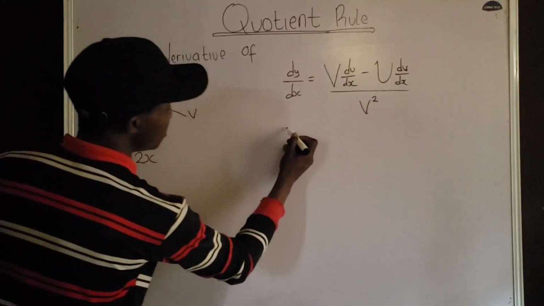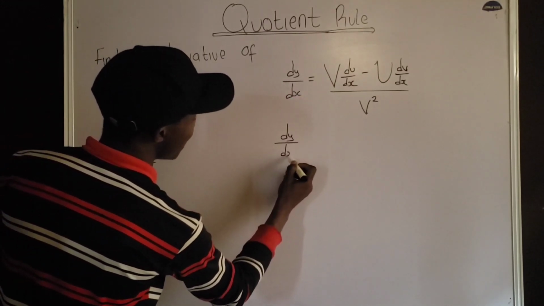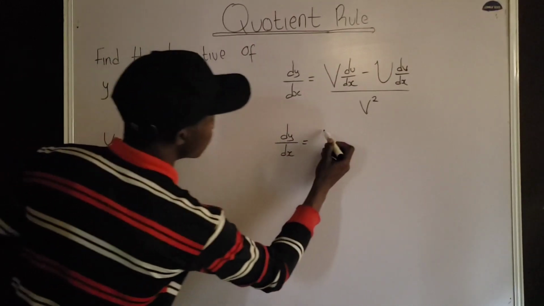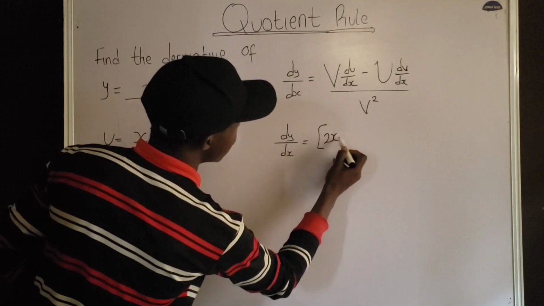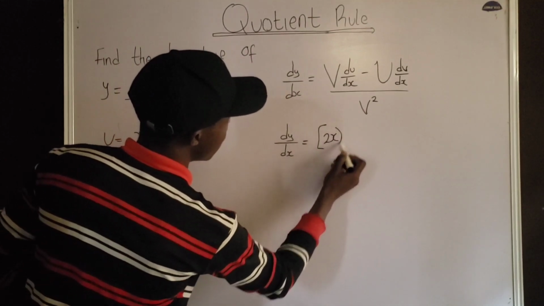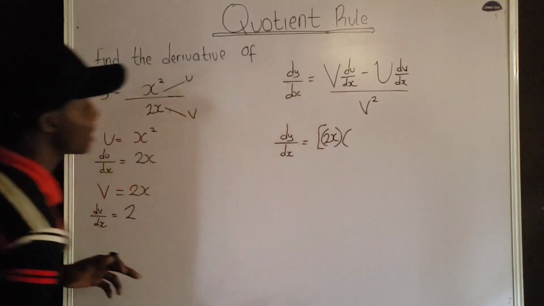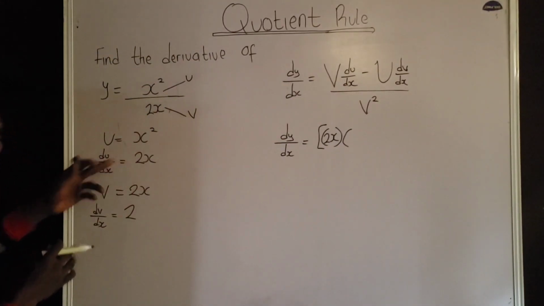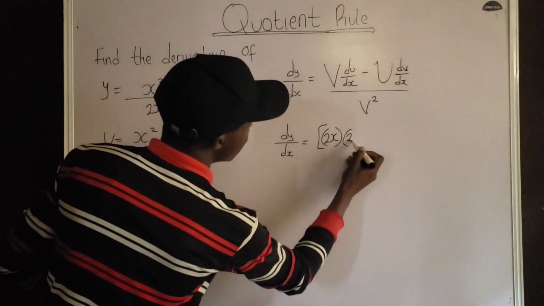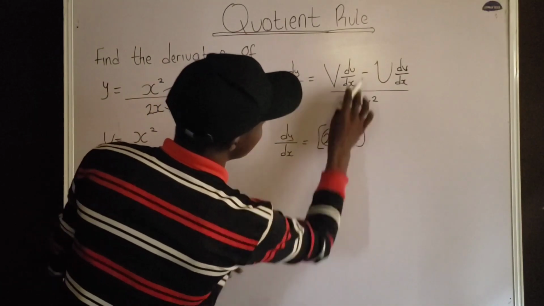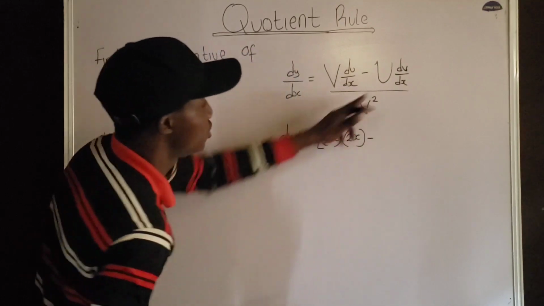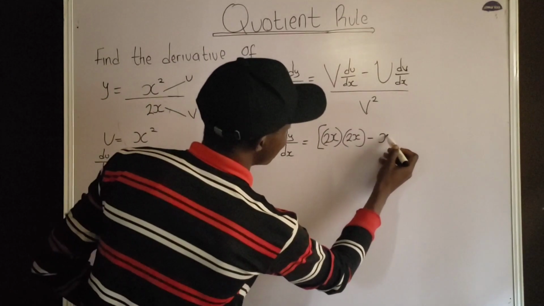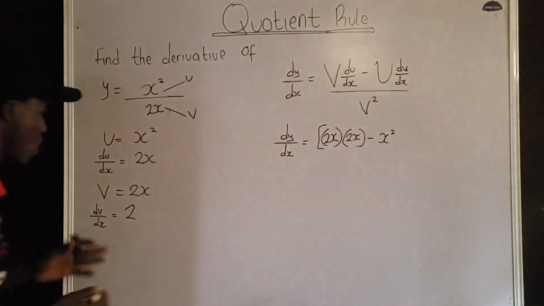Now let us proceed. dy all over dx is equals to, what is the value of v? v is 2x. So I'm going to have 2x, let me put a bracket, 2x multiplied by du over dx from the formula. du over dx is 2x also. So 2x multiplied by 2x. This negative sign, I'm going to put it. Then u, I still need u. u is what? x squared. So this will be x squared multiplied by dv all over dx.